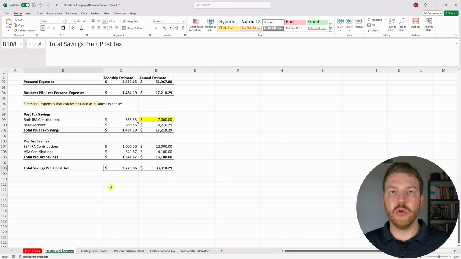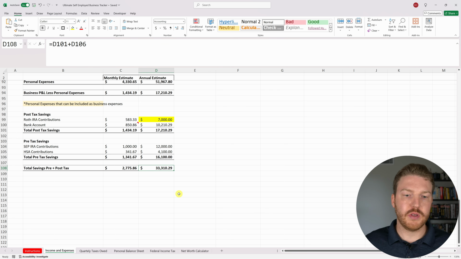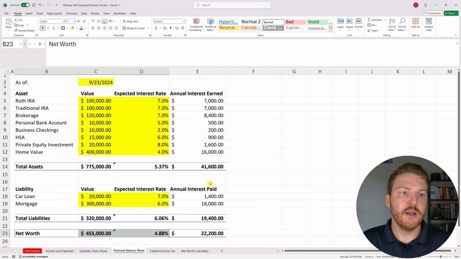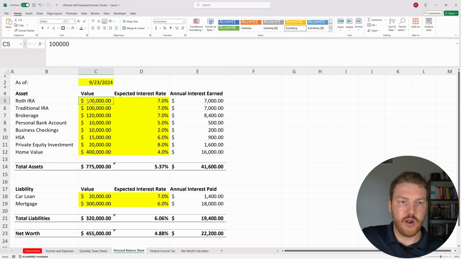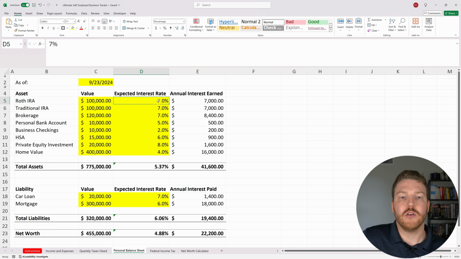Now that we've got our total savings pre and post-tax, there's something else I wanted to really briefly talk about. It's the personal balance sheet that I've created here, where you can go and plug in all of your biggest assets and your biggest liabilities. So let's say in this hypothetical, the person has a Roth IRA with a value of $100,000. They're expecting it to increase at about $7,000 per year, which tracks roughly with the average of the S&P 500 index each year. So these are going to be things where you can look up, hey, how much does the stock market typically return, or a bond market, or whatever you've got in there to come up with your estimates.